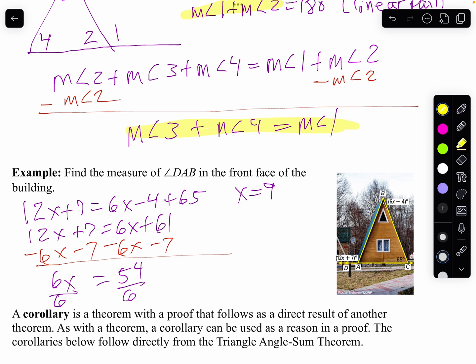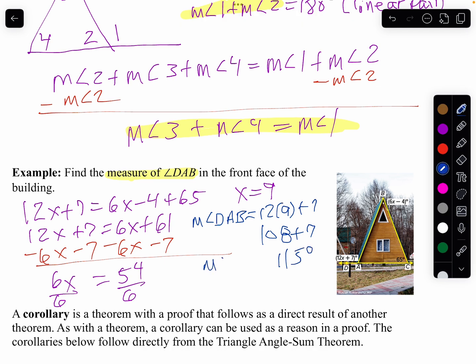The problem says find the measure of angle DAB. So let's substitute that in. The measure of angle DAB, which is 12x plus 7, so that's 12 times 9 plus 7. Well, 12 times 9 is 108, plus 7 gives me 115 degrees. There is my solution. Let me write that out. The measure of angle DAB equals 115 degrees.